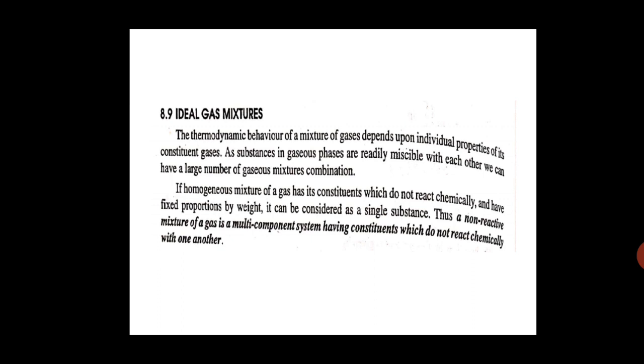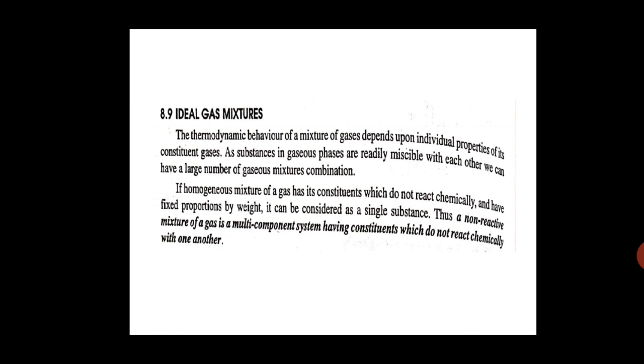As substances in gaseous phase are readily miscible with each other, we can have a large number of gaseous mixture combinations. Miscible means they mix with each other. So because the gases can easily mix with each other, we can have a lot of gaseous mixture combinations. Like you take air only. Now there are pollutants coming, like different oxides of nitrogen, oxides of sulfur. These are all going now into the air. So they are all miscible.